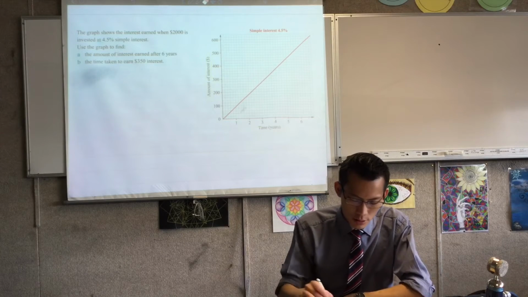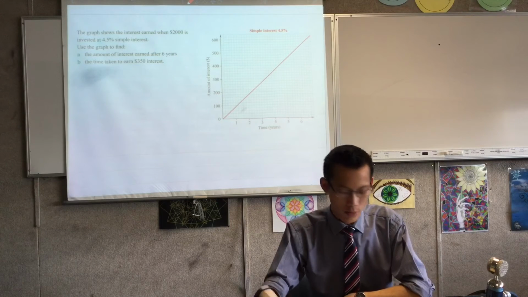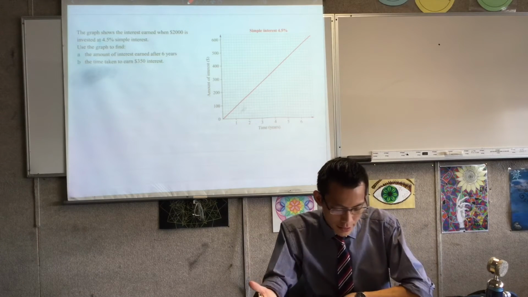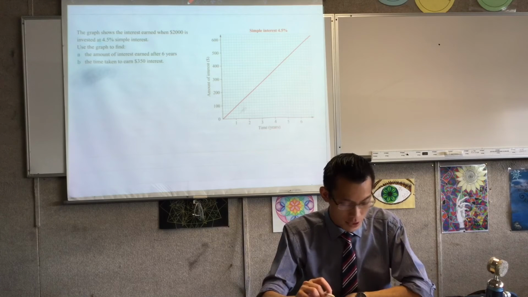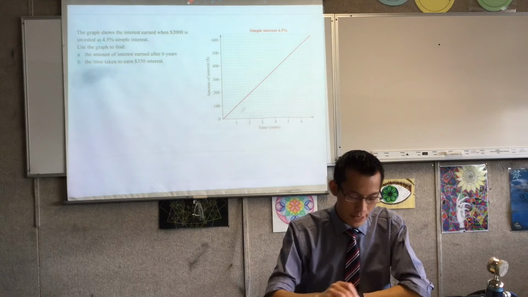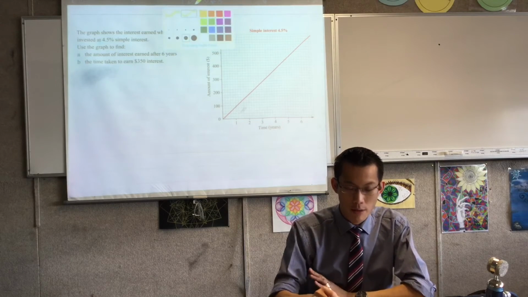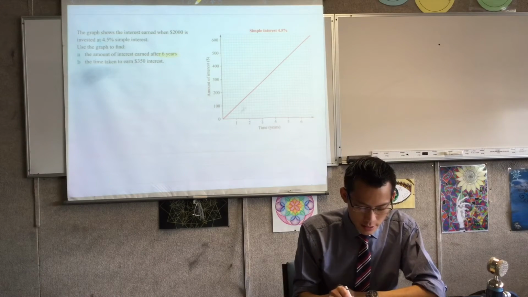So now that I've got those two, let's have a look at what's being asked of us and see if we can use the graph to interpret what's going on. The graph shows the interest earned when $2,000 is invested at 4.5% simple interest. Use the graph to find. Okay, so I'm going to look carefully at what's being asked of me, and then I'm going to go over to the graph and see if I can interpret it properly. The amount of interest earned after 6 years.